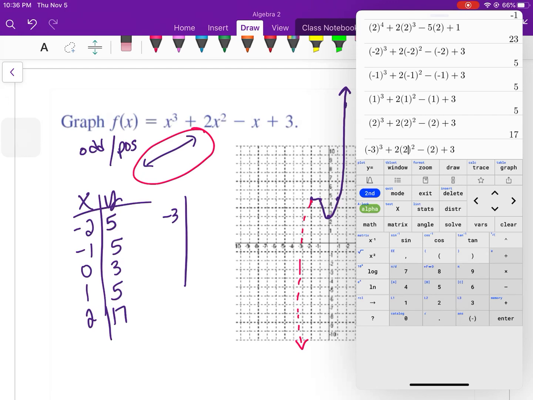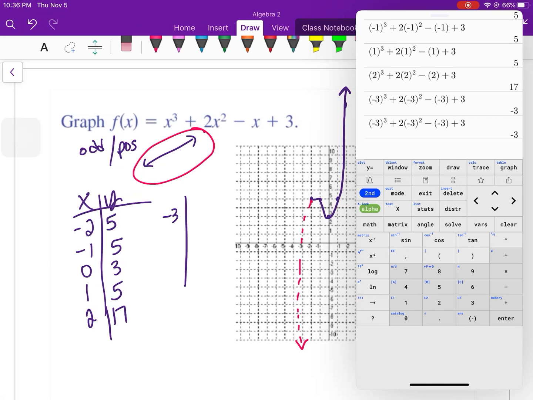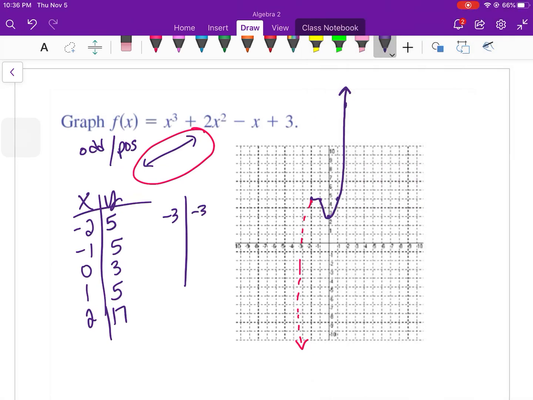Whoops. I deleted one too many, but there we go. And see what I get here. And I get negative 3. And so, in fact, negative 3 is just about exactly where I predicted it would go. So straight down there. And I knew that because of the end behavior, because it was odd.